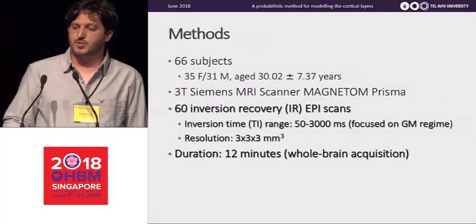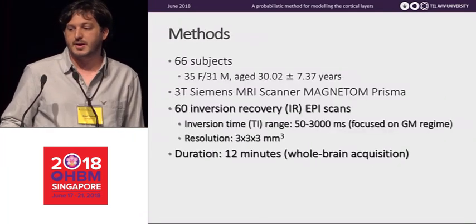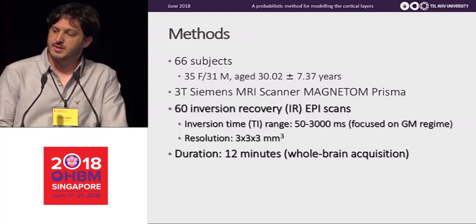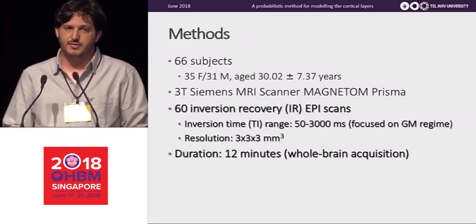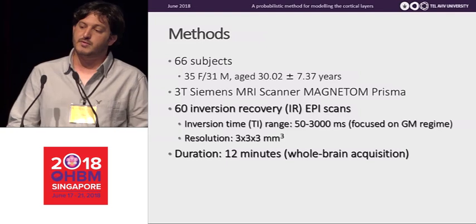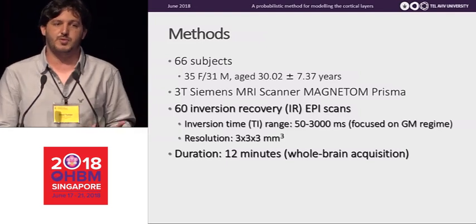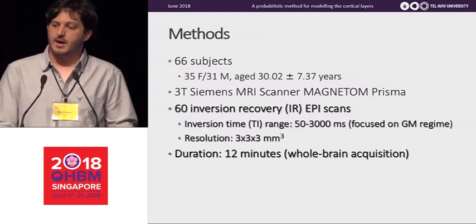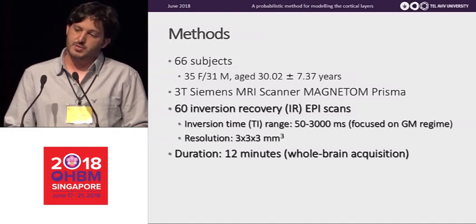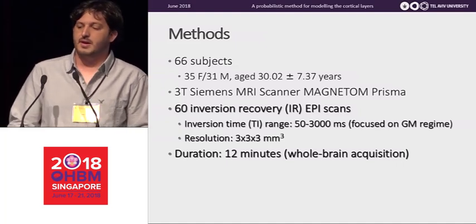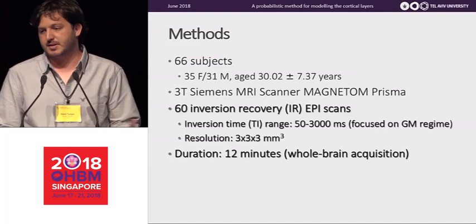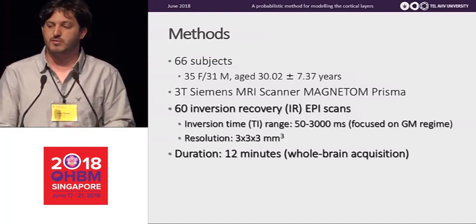So in this project, we have 66 subjects so far, and we used 60 inversion recovery scans with inversion times between 50 and 100 milliseconds, but with a heavier focus on the gray matter range, which we were interested in modeling. Again, these are low resolution images, which means high SNR and very fast scanning times. It's only 12 minutes for whole brain acquisition for the whole protocol.